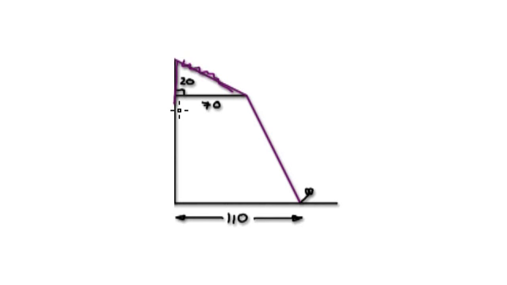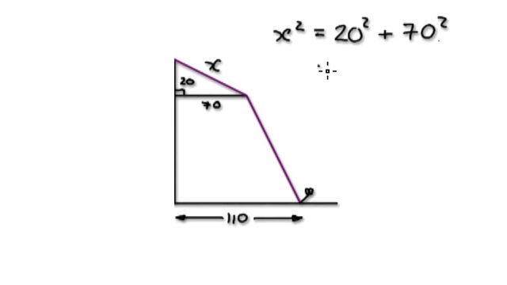Look at this small triangle here. Let's call this x. Later on we can call this y, but let's call it x for the time being. Looking at this small triangle here, because x is the longest side, x squared equals 20 squared plus 70 squared.